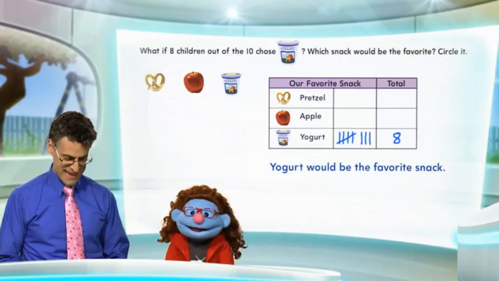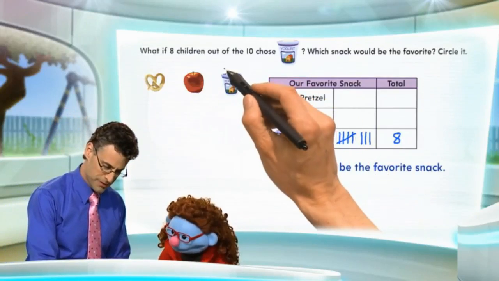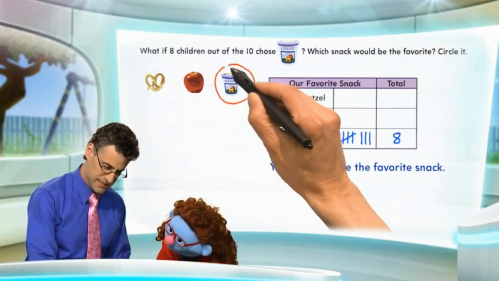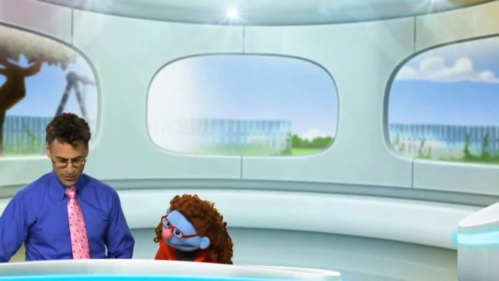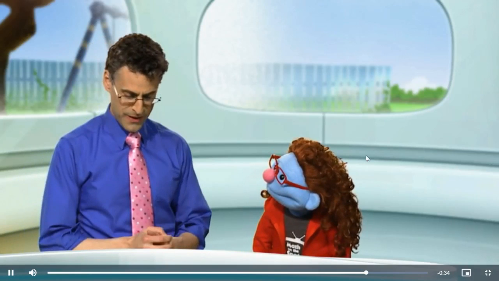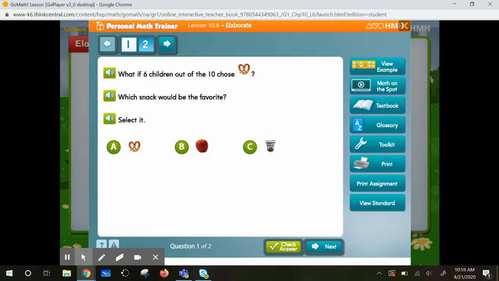Yummy. Yes. And so now we can actually circle that particular choice. Right. So we can see it right there. And now I circled it. And so now we know where, in fact, we have the favorite snack. That's it. What if 6 children out of the 10 chose pretzel? Which snack would be the favorite? We will answer this in your Google form.